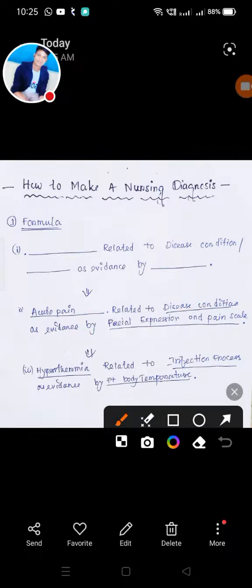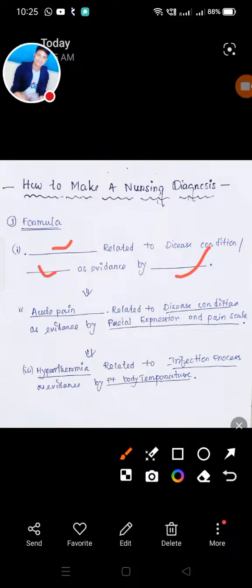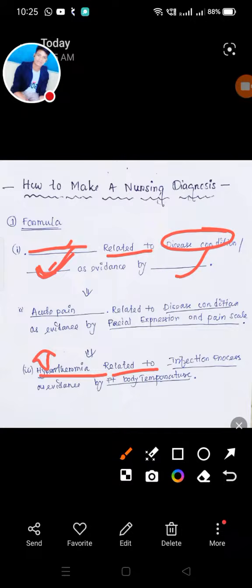For the second scenario, I have three dashes. The first dash will be hyperthermia. I am going to make a fever diagnosis. Hyperthermia means increased body temperature, or you can write increased body temperature if you don't know the medical term. Related to, same I copy here; in that I am not using disease condition, I fill this dash with the cause of why it happens. In that dash I mentioned infection process. Due to the infection the fever occurs, so that's why I mentioned hyperthermia related to the infection process.